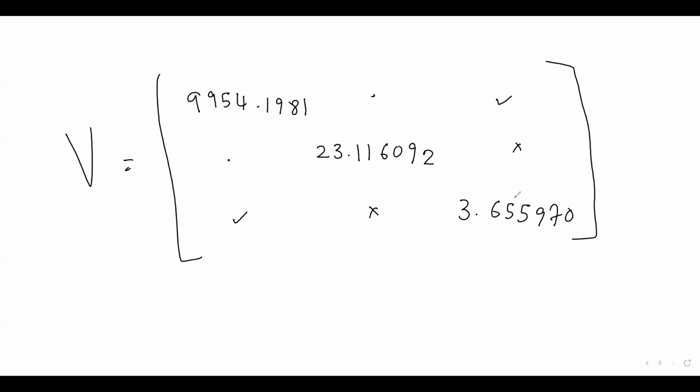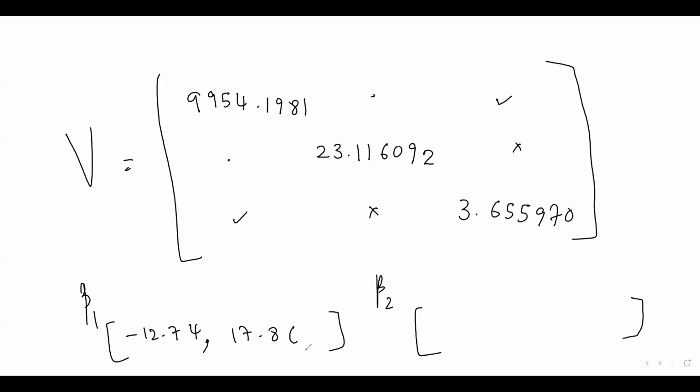So they have asked us to give the confidence interval for beta 1 and beta 2. So roughly, I'll give you the values that I got. This is negative 12.74. I'll just give it to 2 decimal places. This is 17.86, right? Beta 2, negative 6.35, 5.82, something like this you should be getting at the end, right?